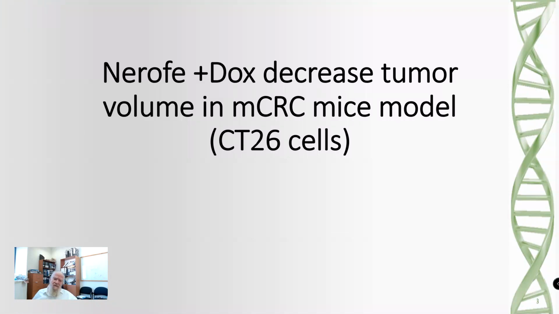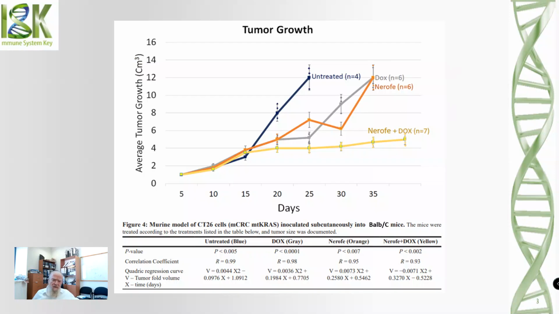All of these experiments are in vitro experiments. What about in vivo experiments? So what we did, we took CT26 and inoculated them under the skin in mice, and we were waiting for the tumors to start to grow. When they started to grow, we divided the mice into different groups randomly, and we started the treatment.